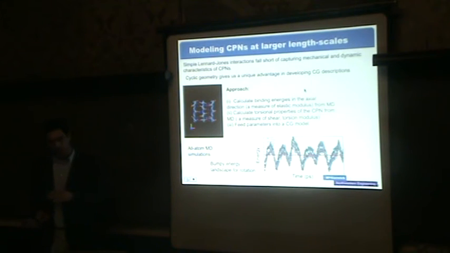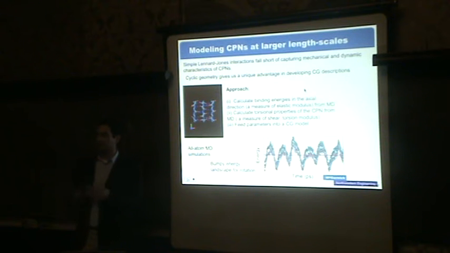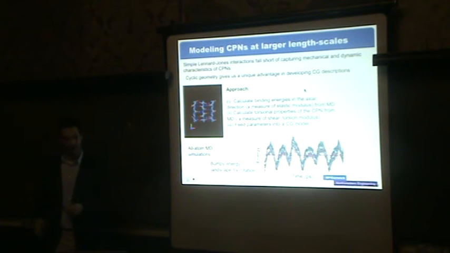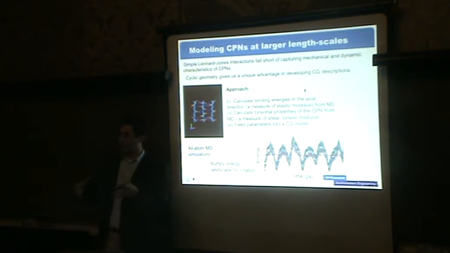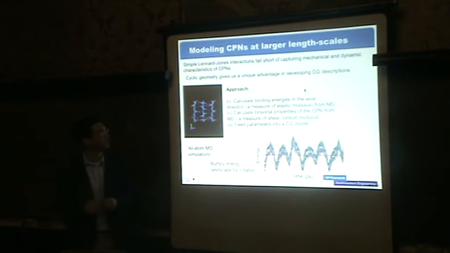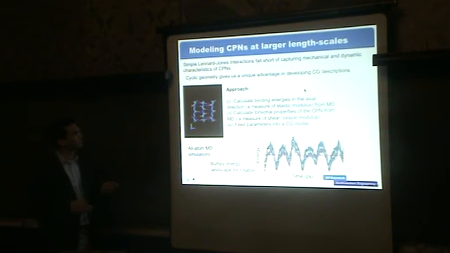And I'm going to go back now to the case of the cyclic peptide with these nanotube structures. And for these, we're interested in modeling these at larger length scales. So the approach we're taking is to calculate the binding energies in the axial direction. So this gives us a measure of the elastic modulus of the material. And then you can calculate the torsional properties of cyclic peptides from molecular dynamics simulations as well. And then feed these mechanical parameters into a coarse-grained model.